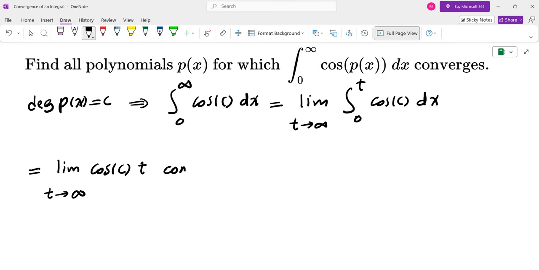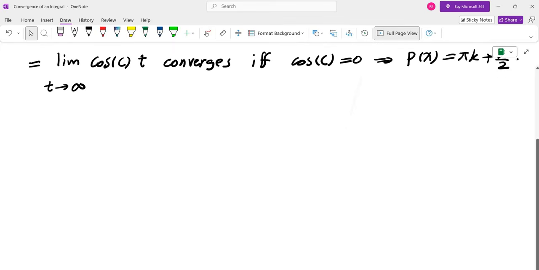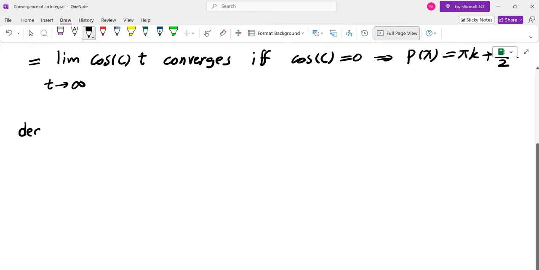So this converges if cosine of c is just 0. In other words, p of x would have to be pi k plus pi over 2, which is kind of a very obvious case. So if you have the integrand to be 0, then the integral is of course convergent. Let's look at a linear case.